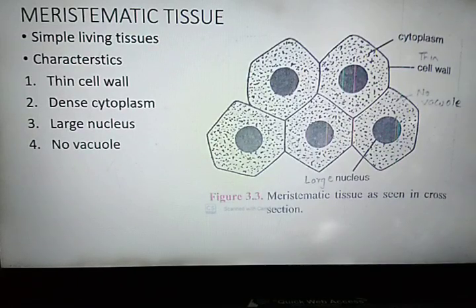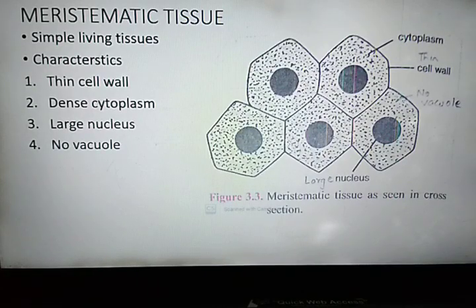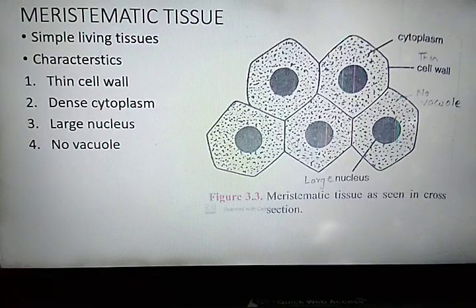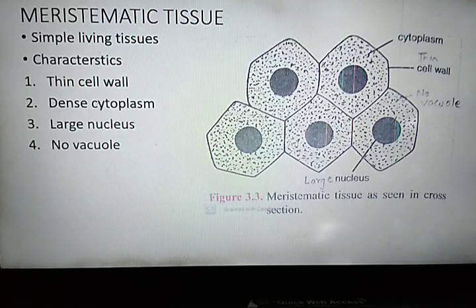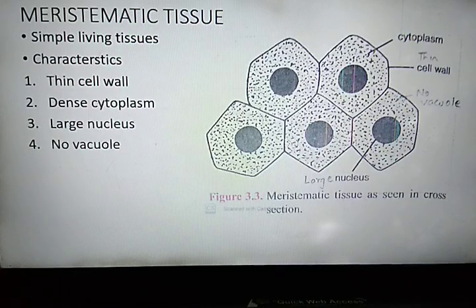Meristematic tissue. These are simple living tissues having thin-walled, compactly arranged immature cells which are capable of cell division and formation of new cells. A region of the plant body where meristematic tissue is present is called meristem. So meristem is the region of the plant where the meristematic tissue is present. Now let's study about the characteristics of meristematic tissue.